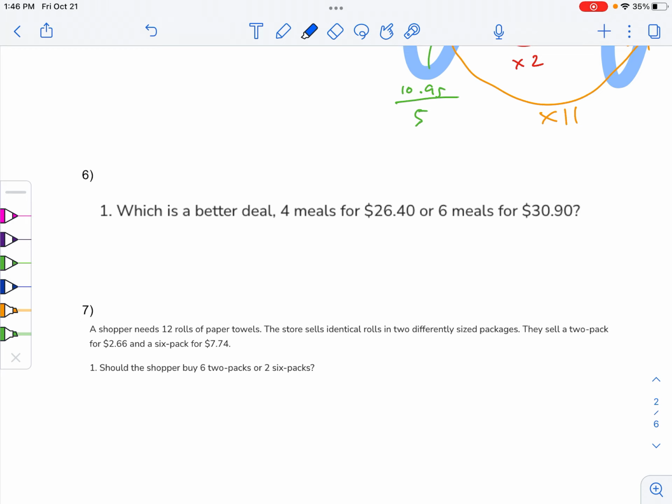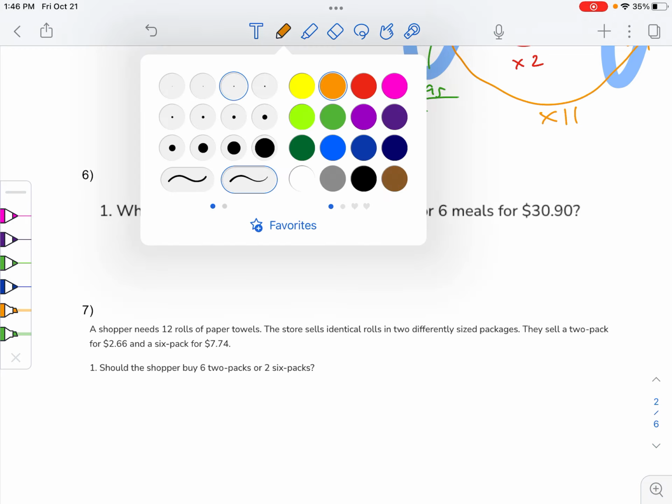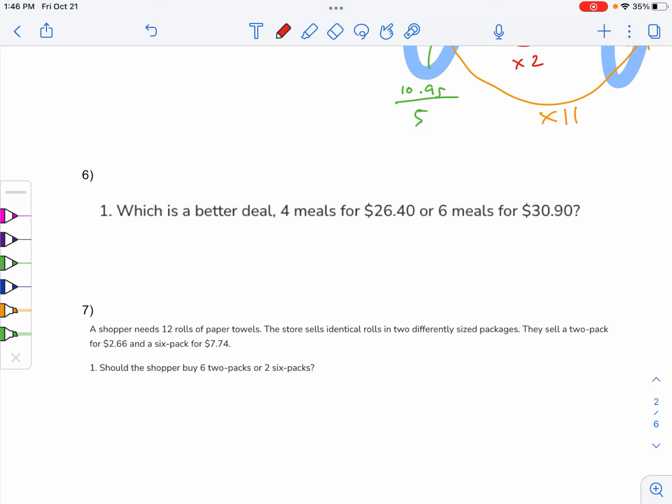Number 6. Which one is a better deal? You know what's going to help us find this? Yes, unit rate. Good guess. So I've got meals and I've got money. So I'm going to do money per meal. So 20, oh, that's not a 20.